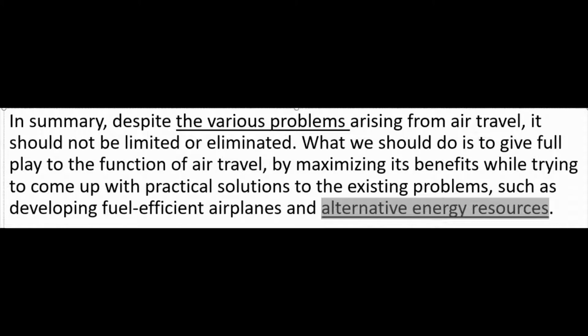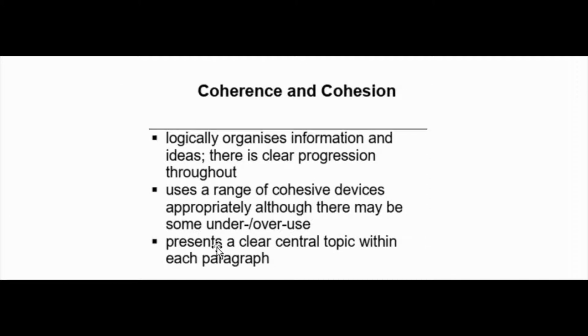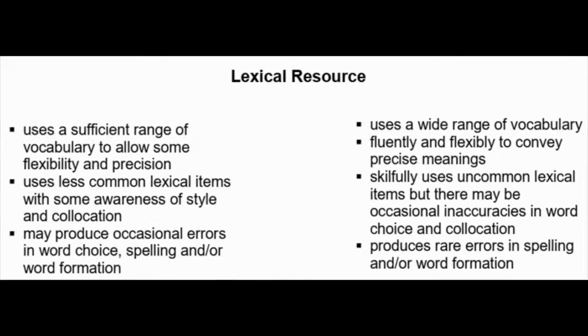So let's look at what we have here and then see what the band descriptors have to say about the writing. Okay, so as I mentioned, task achievement has got to be limited to a 5 because the writer did not address the other side. For coherence and cohesion, I would say that everything is logically organized, there is progression, and they do use cohesive devices, like I showed in the example before.